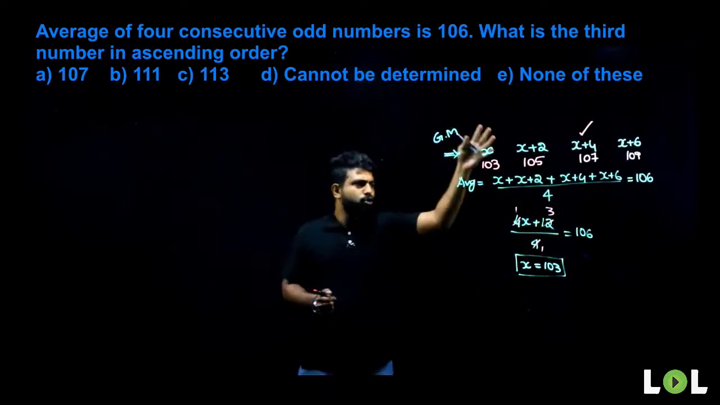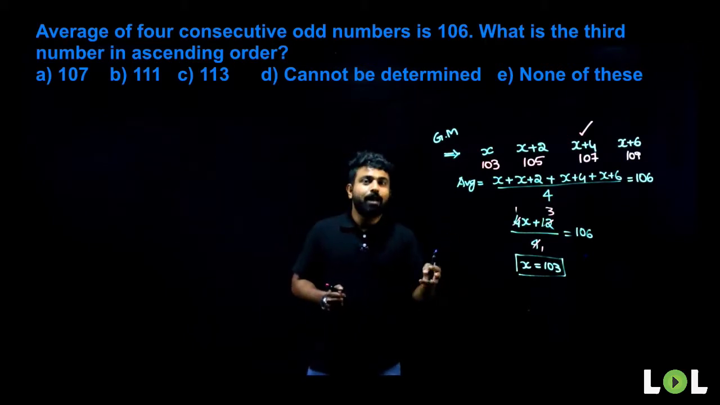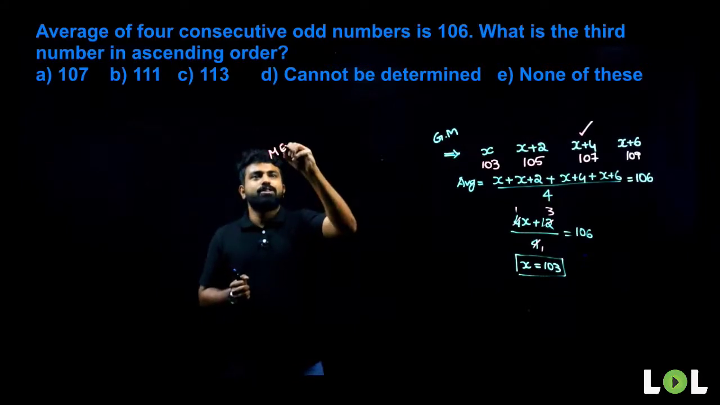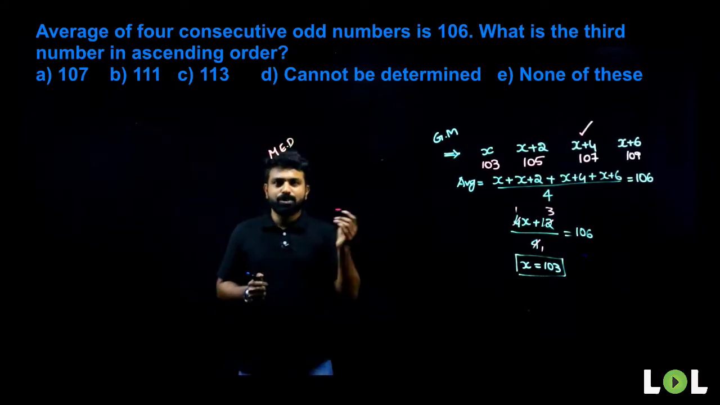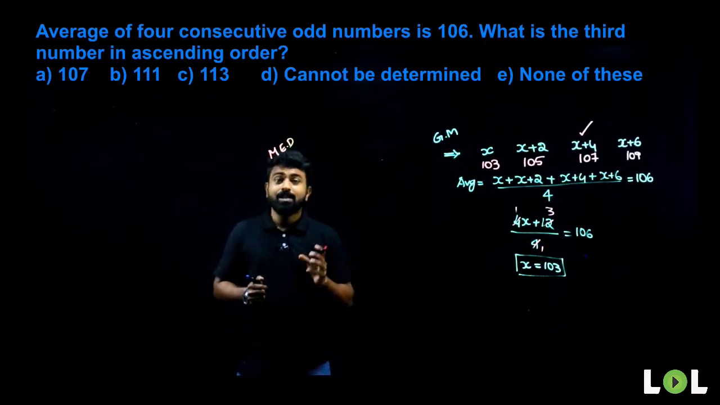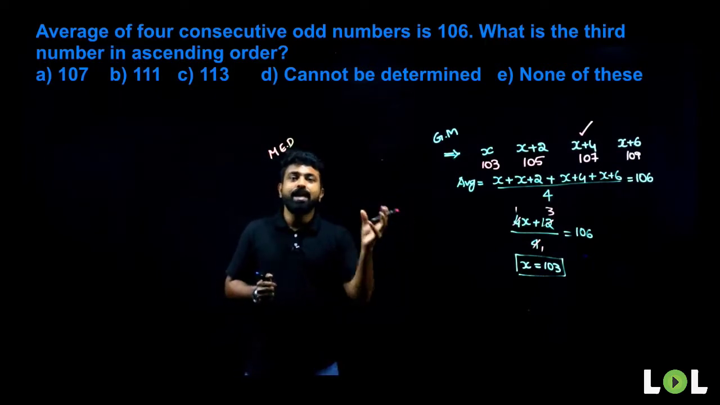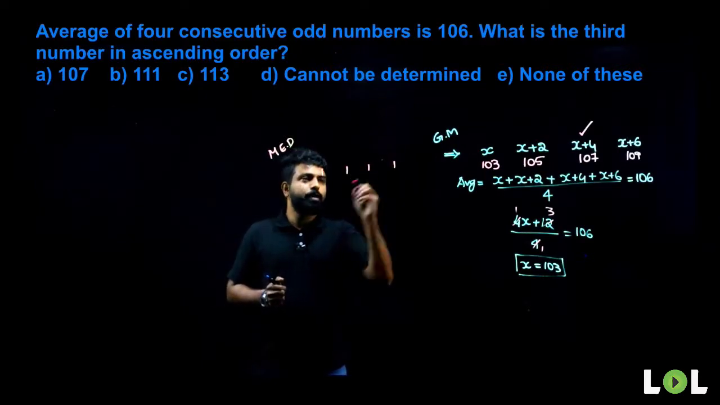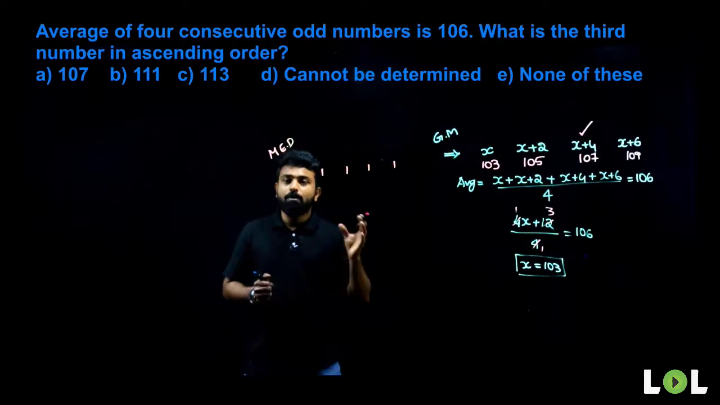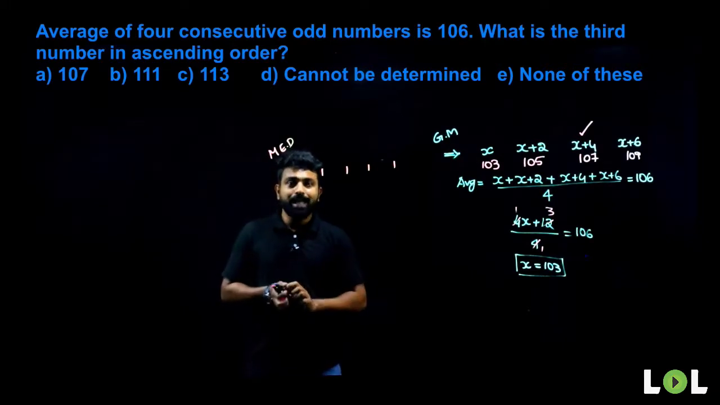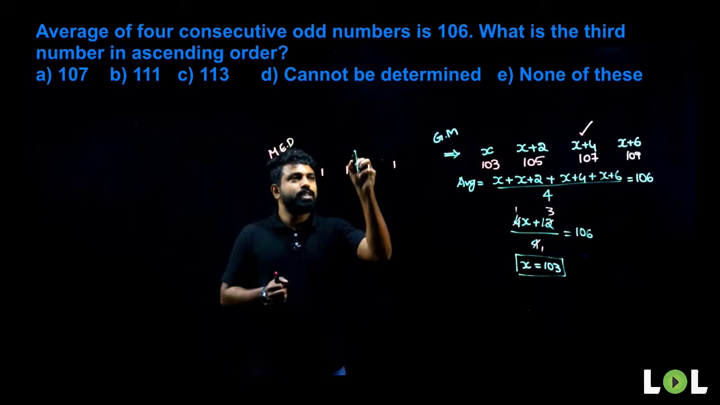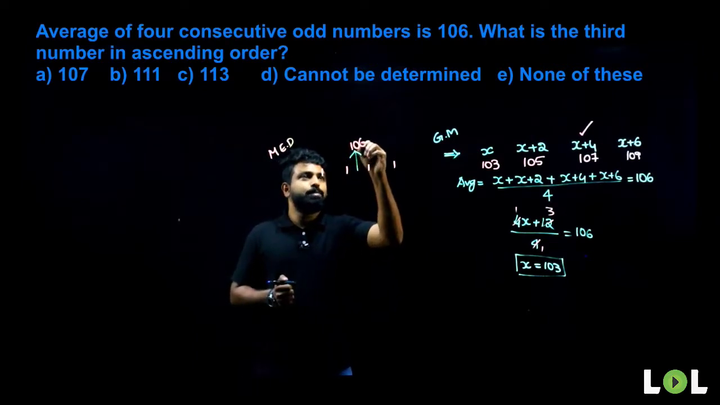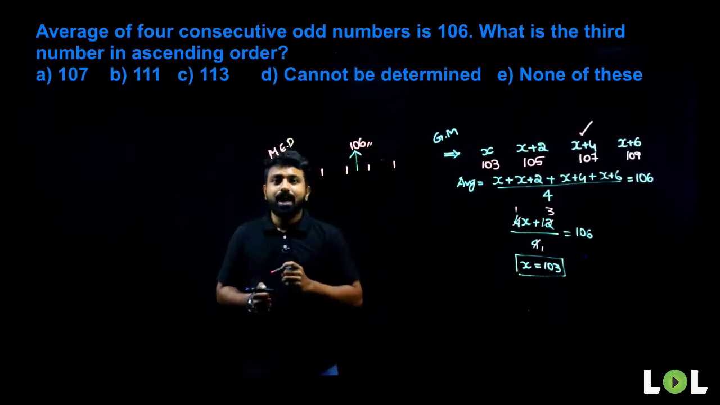Now again, do we need to solve all this? Let us quickly apply our method of equal distribution. What does the method of equal distribution say? In an arithmetic progression, the average always lies in the middle. There are 4 terms here, 1, 2, 3 and 4. Where will my average lie? Average will always be in the middle. So this will be the middle and this is where my average will lie. So it will be 106 because they have given in the question that the average is 106.